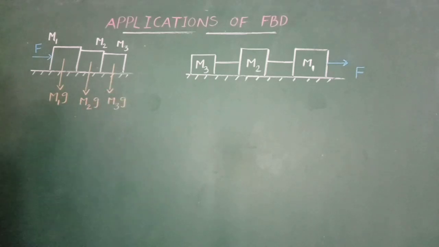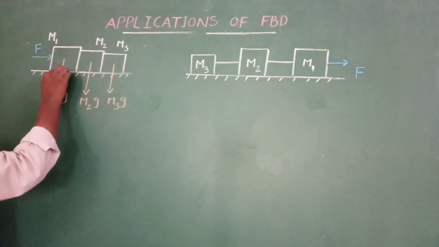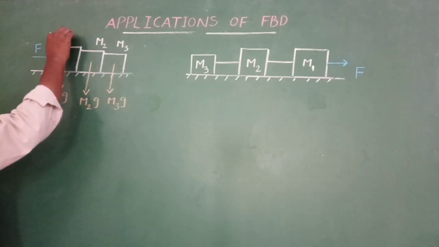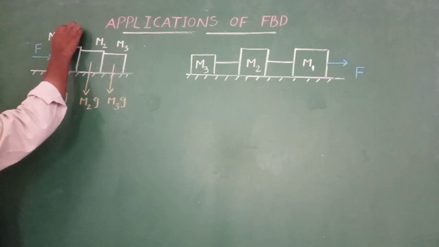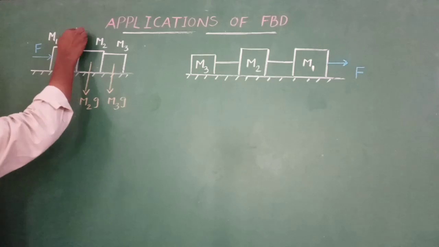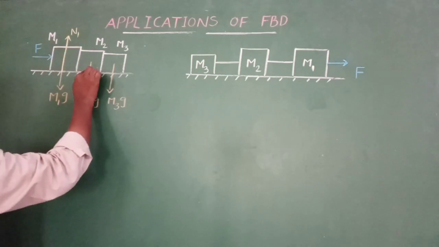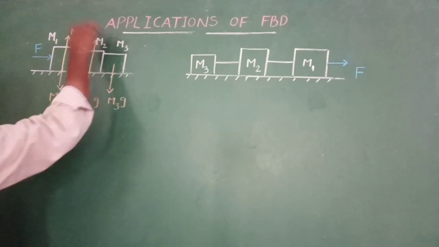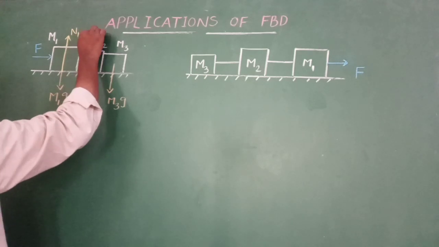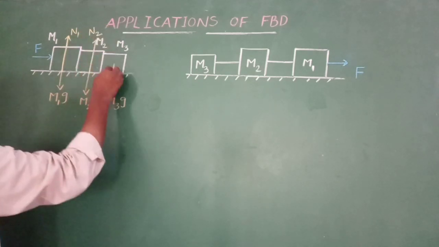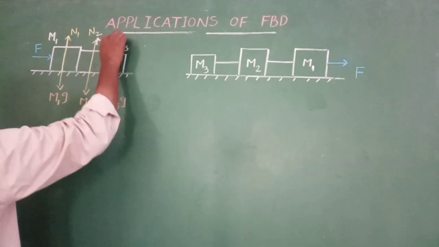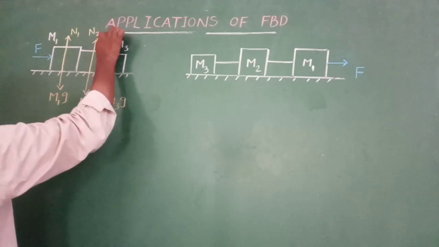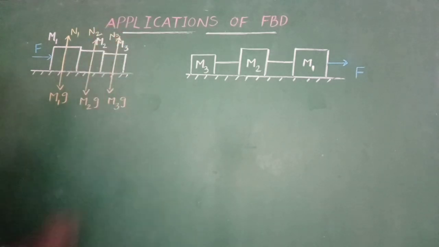And normal reactions are acting vertically upward. So on this block, because of the floor, a normal reaction acts in the upward direction; take it as N1. Here on this block, normal reaction N2 is acting in the upward direction. On this block, normal reaction N3 is acting in the upward direction. Three normal reactions are acting upward.